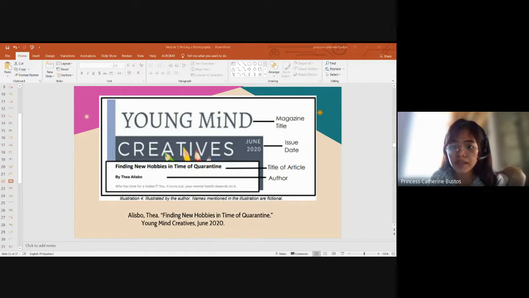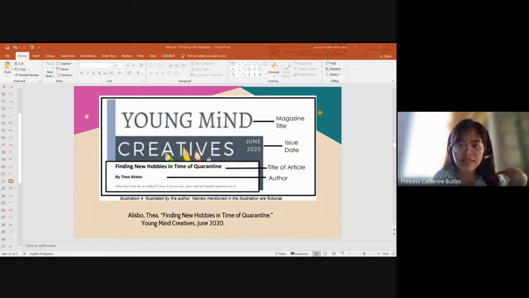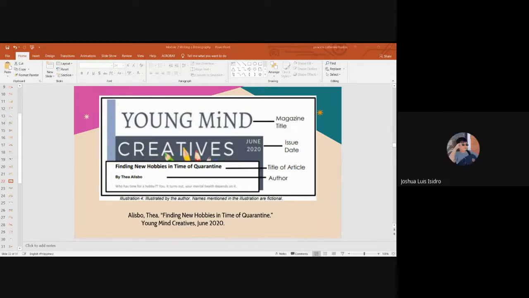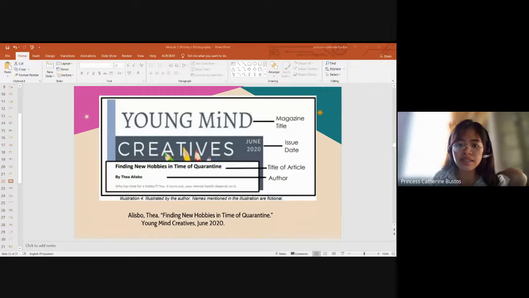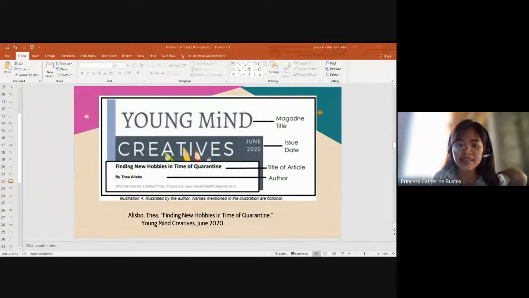We start with... anyone who would like to enumerate the parts? Yes, Joshua, please go on. The author's name, the last name and first name. What else? Continue, Joshua. Author's name followed by title of article, next, magazine title, and lastly, issue date. Very good. So you need to memorize the pattern or the format and then the punctuation marks.